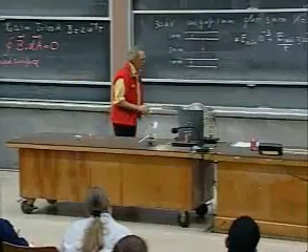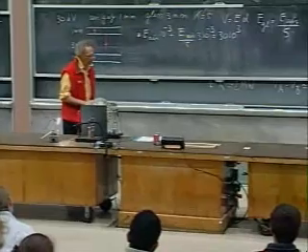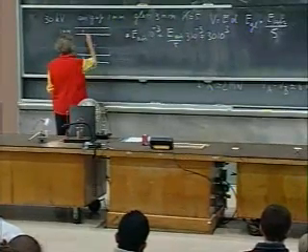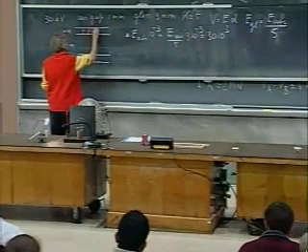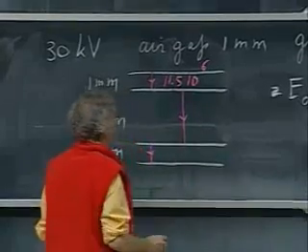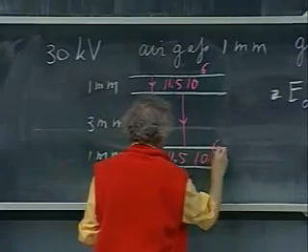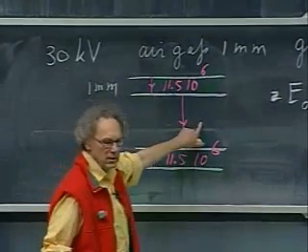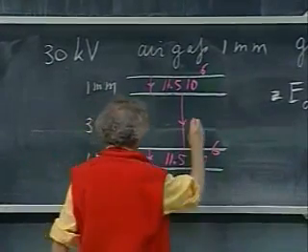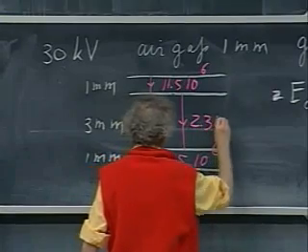And the electric field in the air gap turns out to be 11.5 times 10 to the 6 volts per meter. It's here the same, of course, 11.5 times 10 to the 6. And here, it is 5 times smaller. So I find here 2.3 times 10 to the 6.